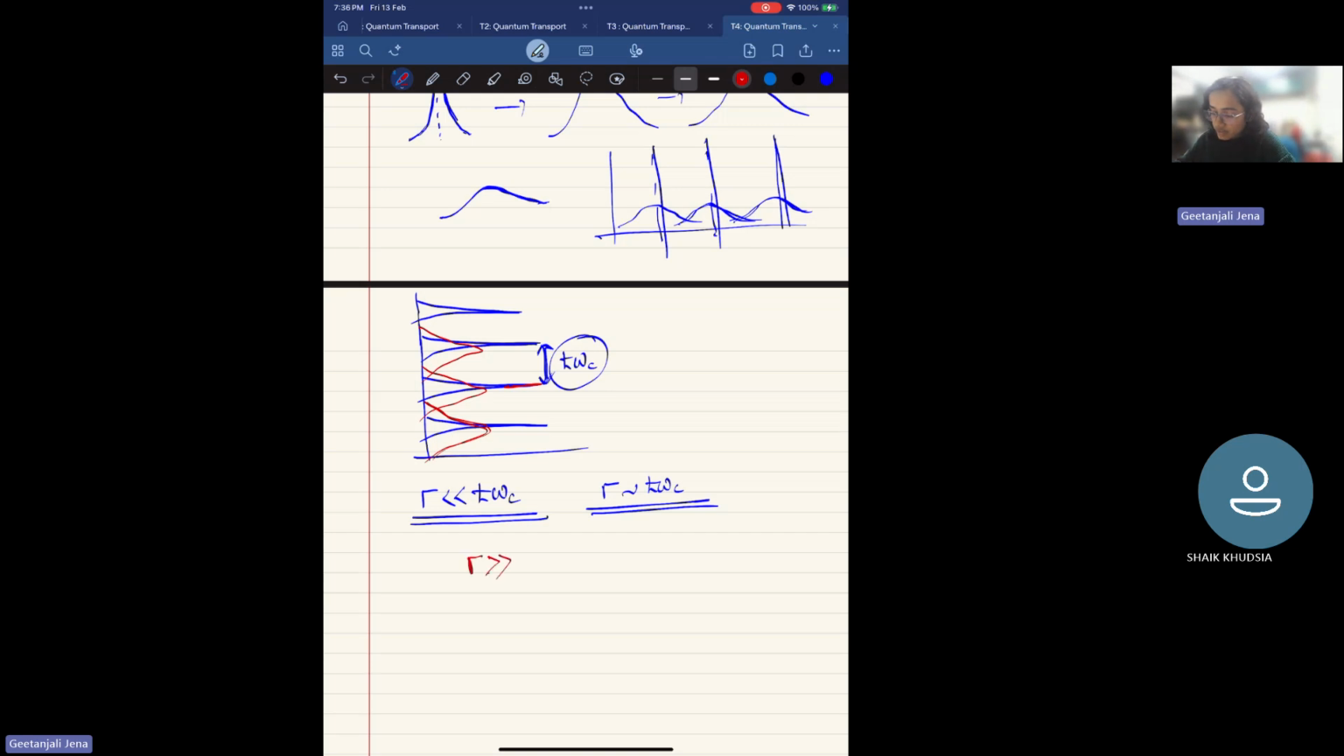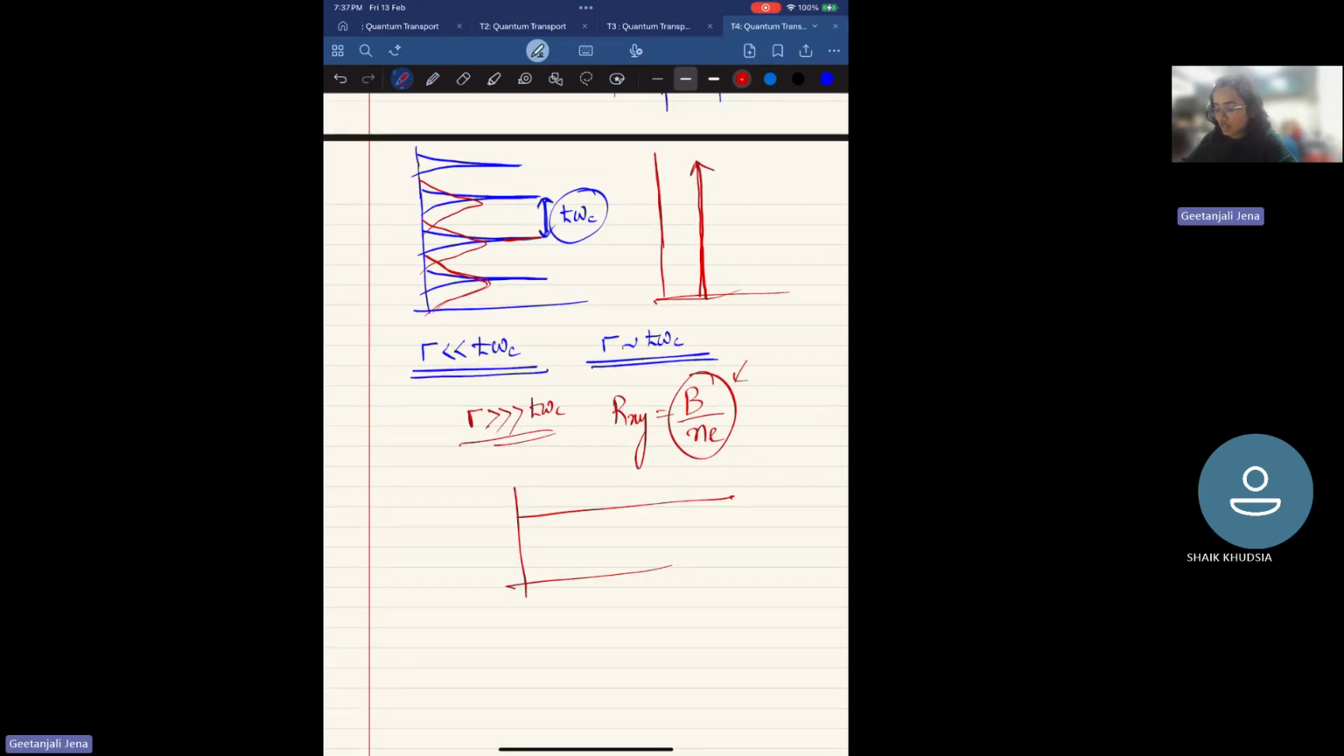And when gamma is much, much greater than ħω_c, it is like a continuous state. So there is no discretization in the density of states. And because of this uniform density of states, what will happen to the resistivity? It will be like the classical resistivity, like B by n e. So it won't show any oscillatory behavior. Resistance will be there, but there won't be any oscillation. So it will be like a constant with respect to the magnetic field.